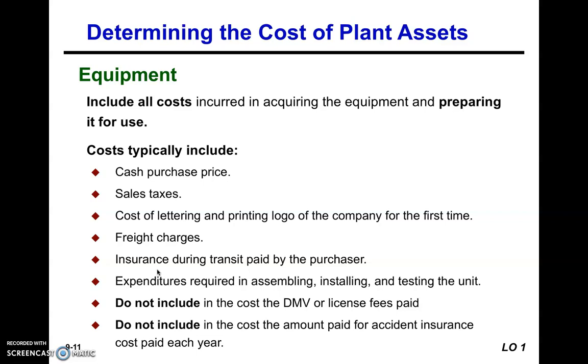However, remember, the cost of accident insurance that we pay every year is not included in the cost of equipment, same as the cost of DMV or license fees paid every year. The other expenditures that are included in the cost of the equipment are assembling, installing, and testing the unit to make sure it's working.